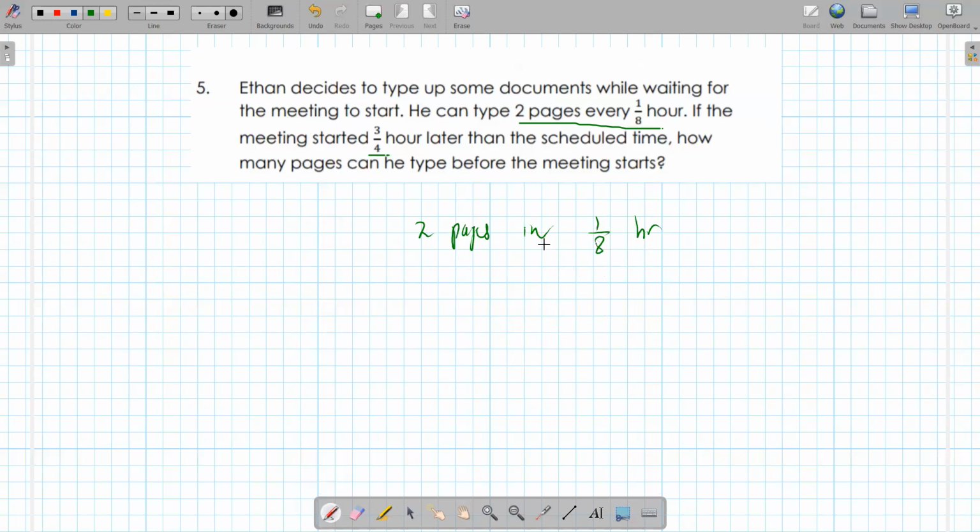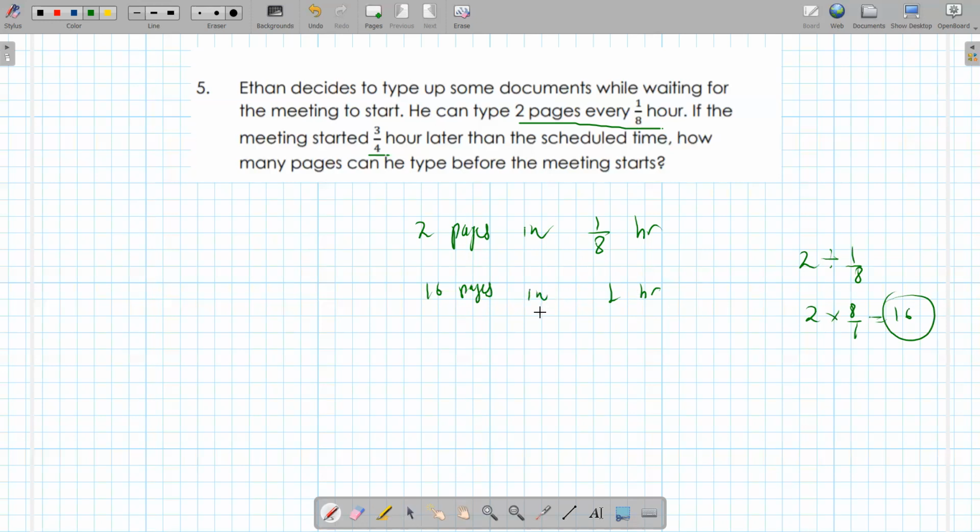So 2 pages in 1 hour. Same idea. 2 pages in 1/8 of an hour. In 1 hour, how many pages? Actually, it's going to be a division, right? I was multiplying the denominator, but so 2 divided by 1 over 8, 2 times 8 over 1, 16. We know in 1 hour the number is going to go up, right? That's why we divide. So 16 pages in an hour.